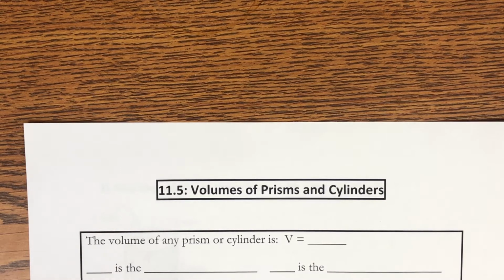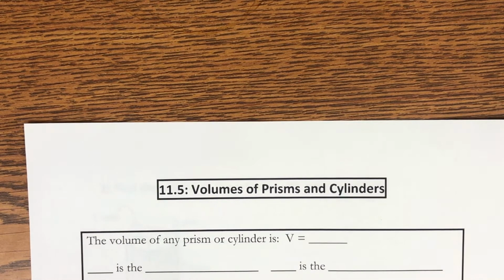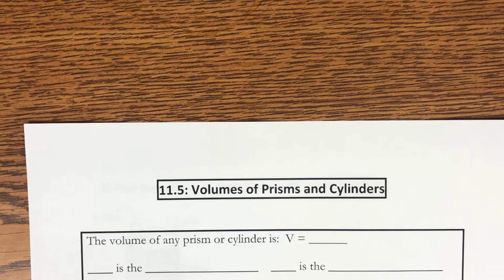All right, Mr. Ahmed here for 11.5, volumes of prisms and cylinders. So with our supplemental video taking a look at the surface area of prisms and cylinders, volume's a little bit different. Volume is the amount of space that something takes up, and the volume's going to be cubed based off of our units.